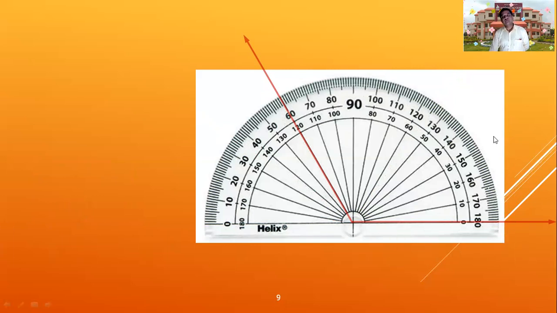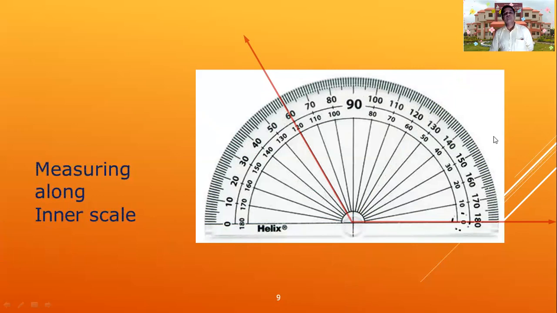We are going to use the inner scale, and measuring along the inner scale, we start from 0, 10, 20, and so on. Then we go on counting from 40, 50, 60, 70, 80, 90. We cross the 90 and go up to 100, which is on the inner scale, 110 again on the inner scale, and 120 is on the inner scale. You find that the second arm is exactly falling on the 120. So this angle is 120 degrees.